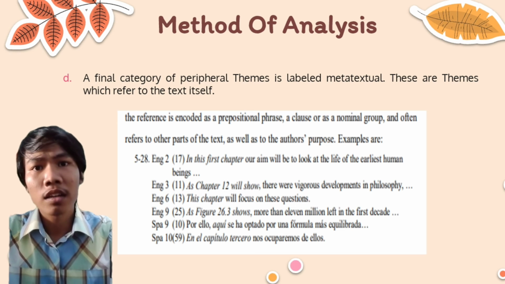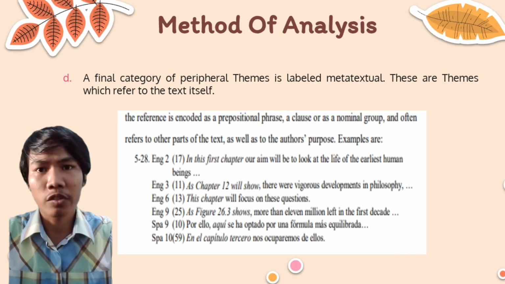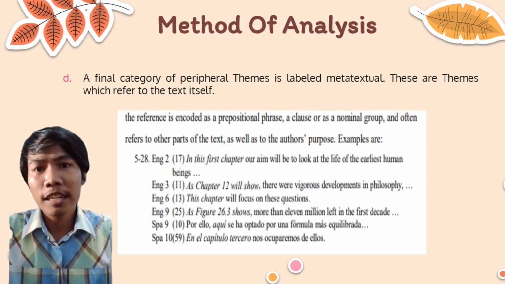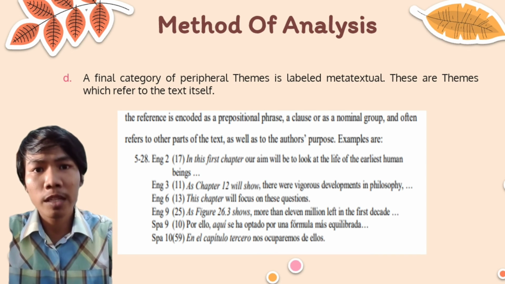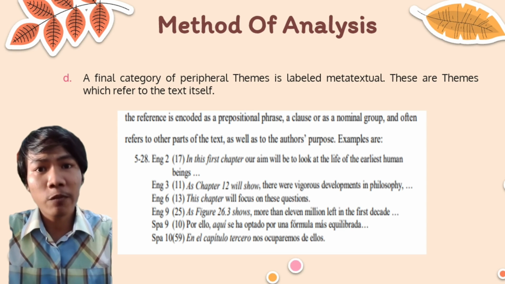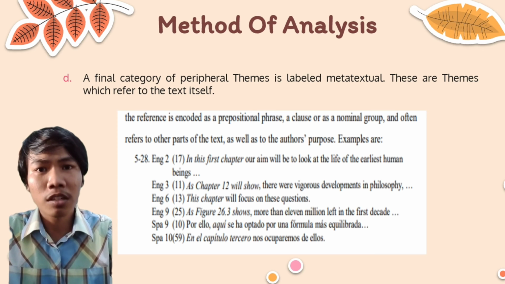And the last one, we have metatextual themes. These are themes which refer to the text itself. For example, look at clause 17. In that clause, it says, "In this first chapter, our aim will be to..." And the next, "As Chapter 12 will show..." So in this example, we know that these themes refer to the book's chapters.